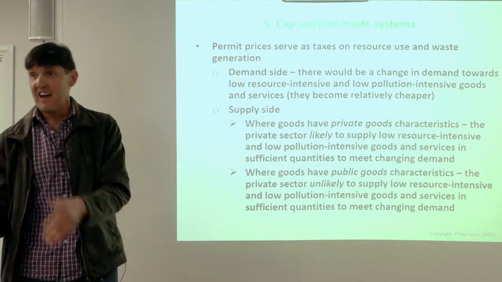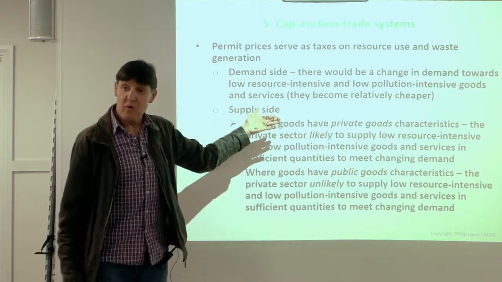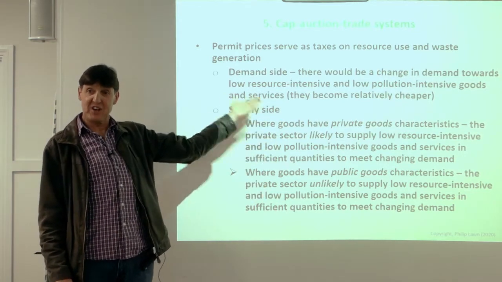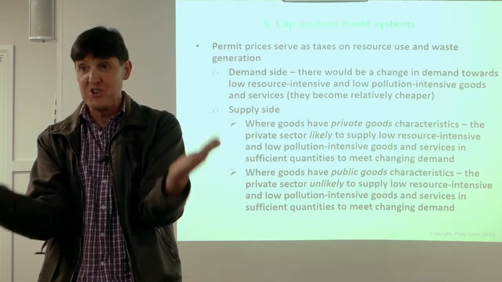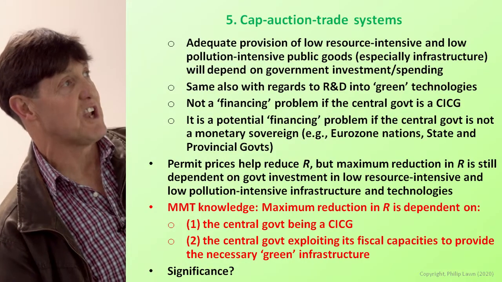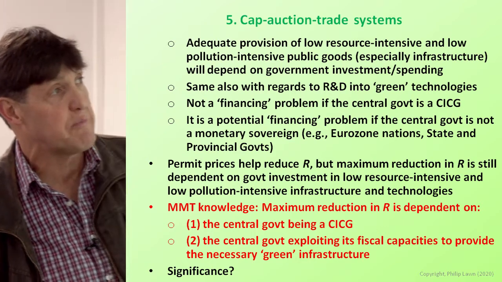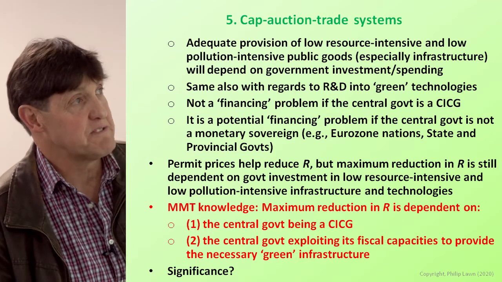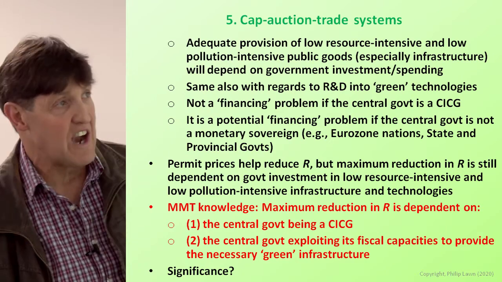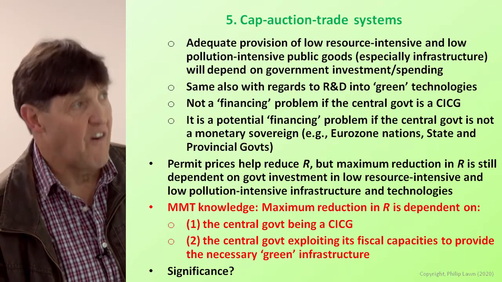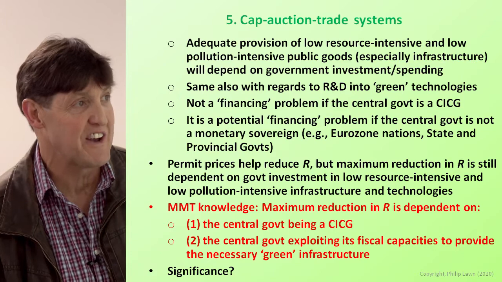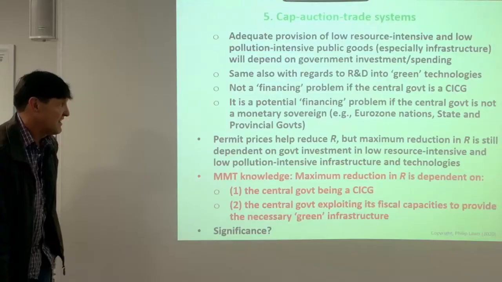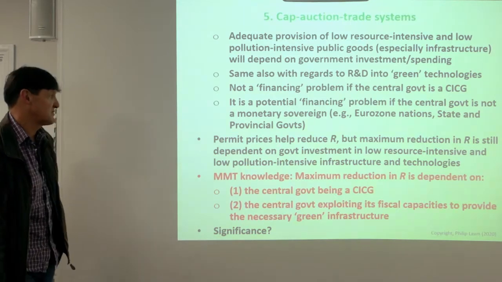material standard of living, particularly because I mentioned that 2 out of 3 countries have an ecological footprint greater than their biocapacity. They're going to have to reduce their natural resource use, meaning they may have to reduce their GDP. Yeah, adequate provision of low resource intensive and low pollution intensive public goods, especially infrastructure, will depend on government investment spending. The same also with regards to R&D into green technologies. Not a financing problem if the central government is a currency issuing central government. It is a potential financing problem if the central government is not a monetary sovereign, e.g. Eurozone nations, state and provincial governments.